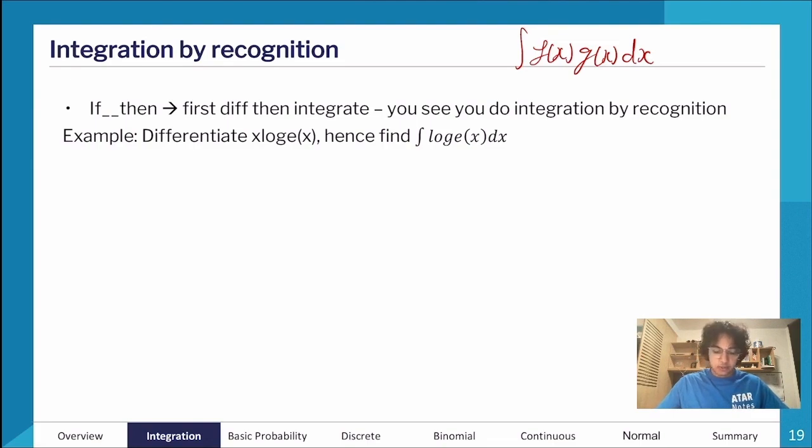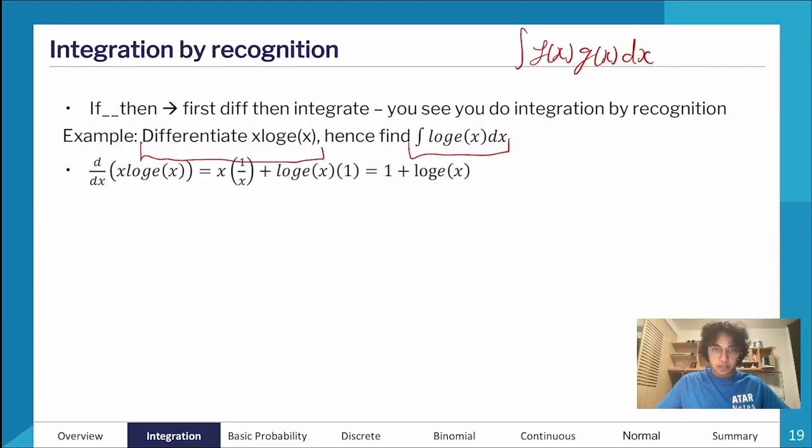They'll give you a function to differentiate, and then from there you need to work back and find a different integral. For example, we have this part here, and it's usually part A. So they'll be like, differentiate some function, right? And then they'll say, hence find the integral of this, right? So the first step is to just differentiate, right? Do it in the order they want, right?